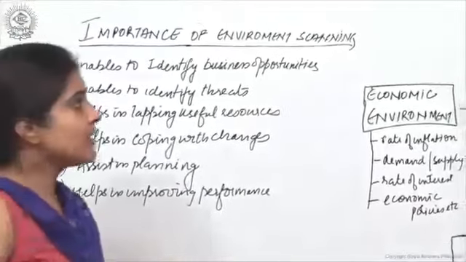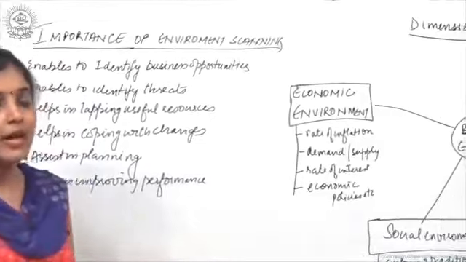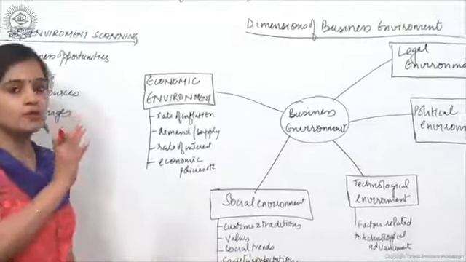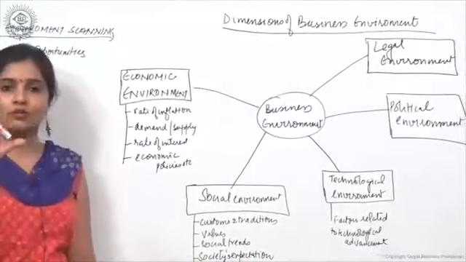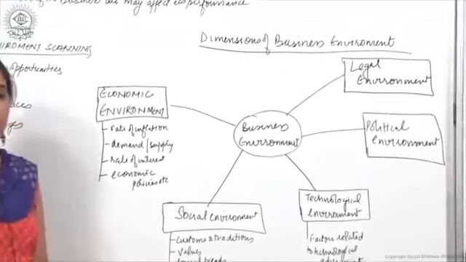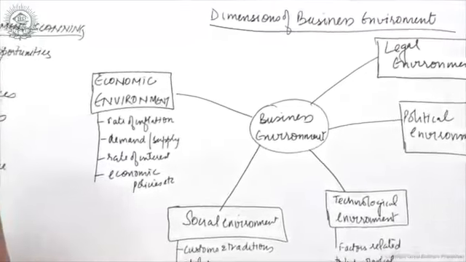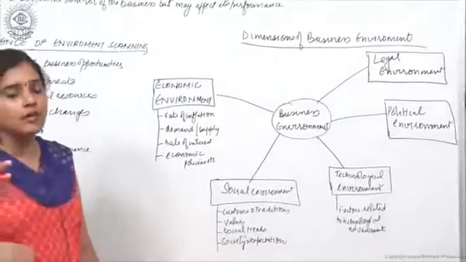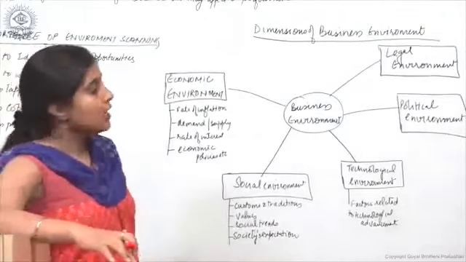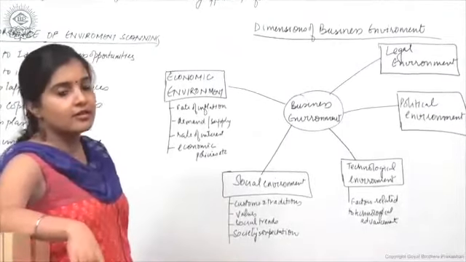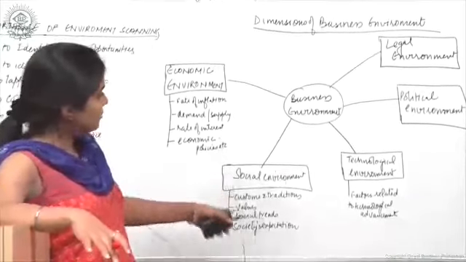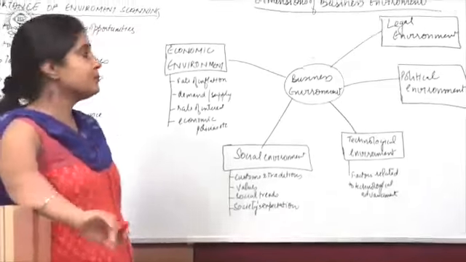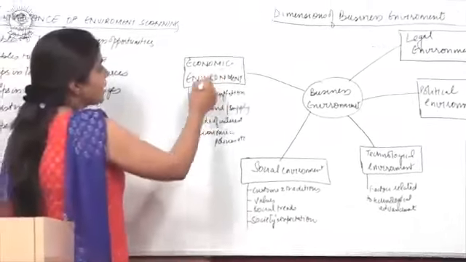Now coming to the dimensions of business environment. I mentioned at the beginning of the lecture that there are different forces. We said specific forces: your customers, your suppliers, then your competitors and your investors. These are the specific forces external to the business organization but yet affect its functioning. Now we also mentioned that there are some general forces. These are those general forces. There are about 5 dimensions to business environment. First one being economic environment.